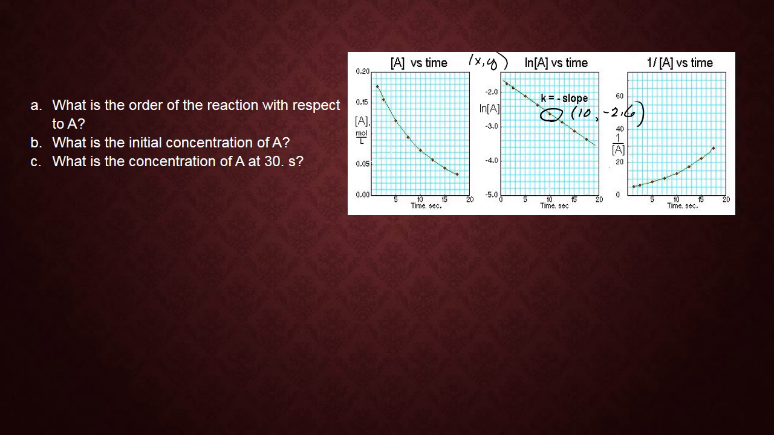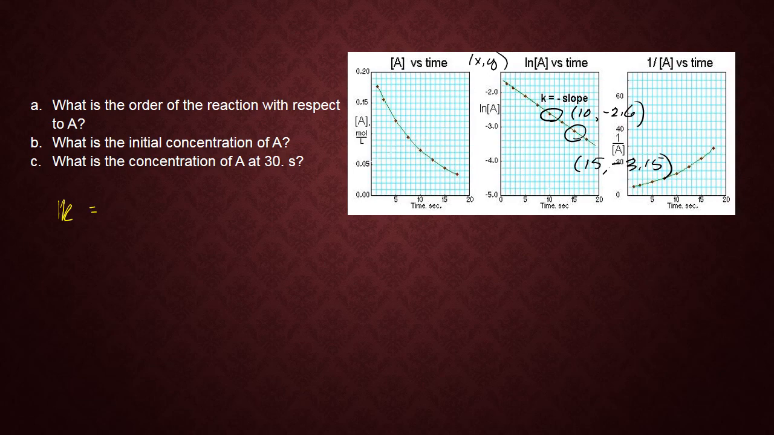And the second point I chose was this one, and that gave us x is 15 comma negative 3.15. So the slope then, rise over run, I know you guys are good at saying that, but it's the change in y's over the change in x's. So the slope, which remember, that's our k value.